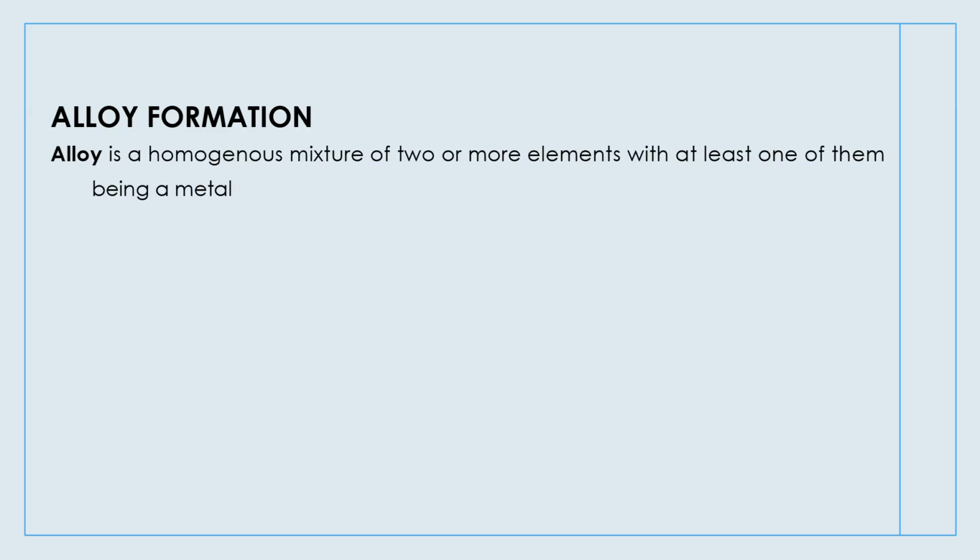Before I start with the detailed explanation of this topic, I'd first like to give you a quick review of what is an alloy. So basically an alloy is the mixture of two or more elements, but the condition is that at least one element among the mixture should be a metal. You could have more than one metal as well, but at least one metal should be present in the mixture to call it an alloy.